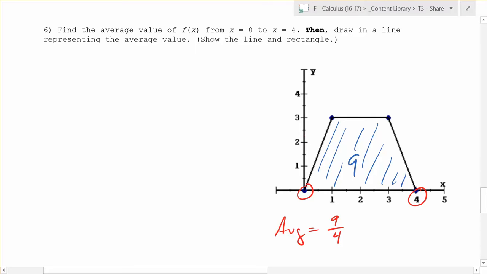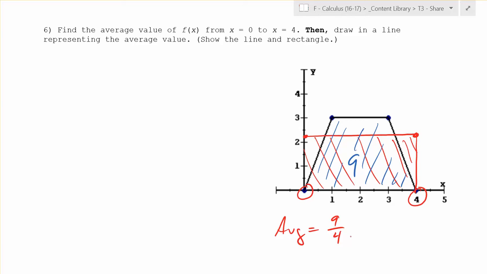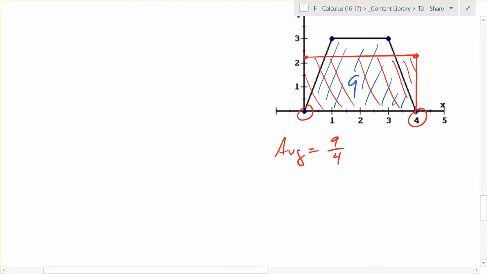2 1/4, right there. So if I draw this over here and go straight down, what do I know about this red right here? Well, it's 9, exactly. 9 over 4 times 4 is 9. So we just found the height of the rectangle that has the same base as the original shape, but it has the same area. That's all we're doing on this. So don't forget basic geometry.